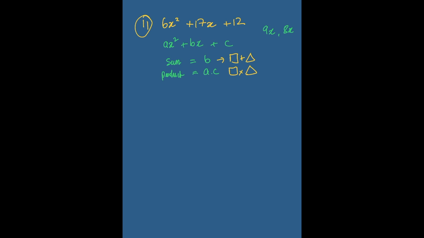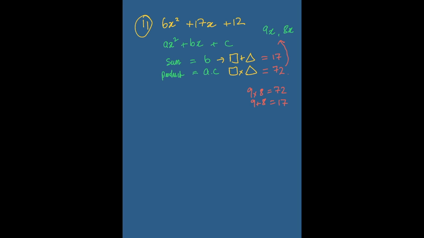Now if we put in the numbers they've asked us to, b is 17, so this has got to equal 17, and a times c is 6 times 12, and 6 times 12 is 72. Well, we can see that 9 and 8 are factors, because 9 times 8 is equal to 72, and 9 plus 8 is equal to 17. So that's why you would split the terms, and that's basically all you had to explain.